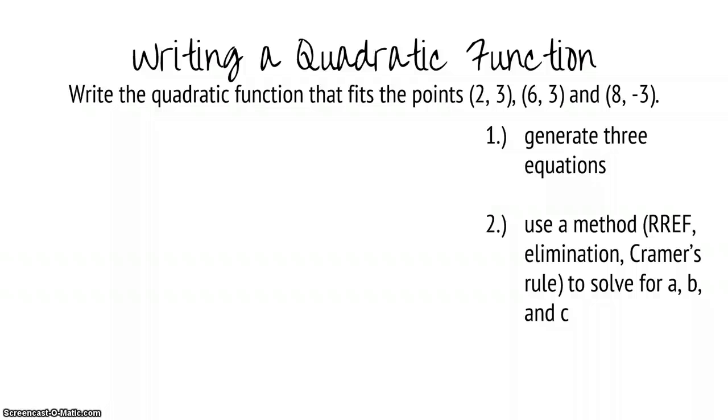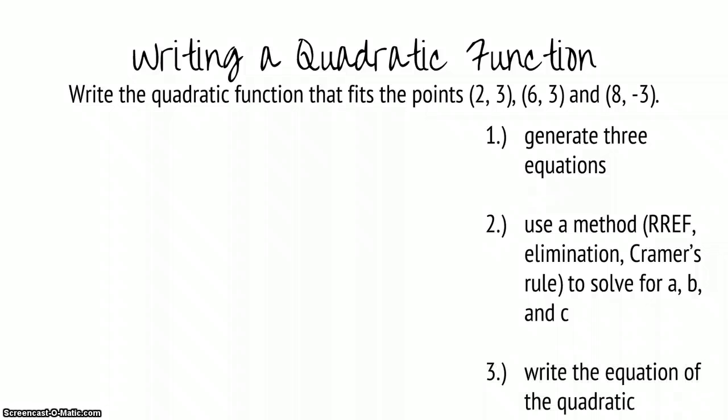Then, we're going to use a method to solve for those 3. If you've got 3 equations, let's solve them. I'm going to show you with reduced row echelon form because I think that's awesome. I love that my calculator does that for me. Some of you like elimination? Great. Some of you are crazy and you're going to go Cramer's rule. That's a little OC, but you could probably do it. Okay? And then once you know a, b, and c, it's pretty easy to write the equation of the quadratic. You just got to plug in some information. So let's take a look.